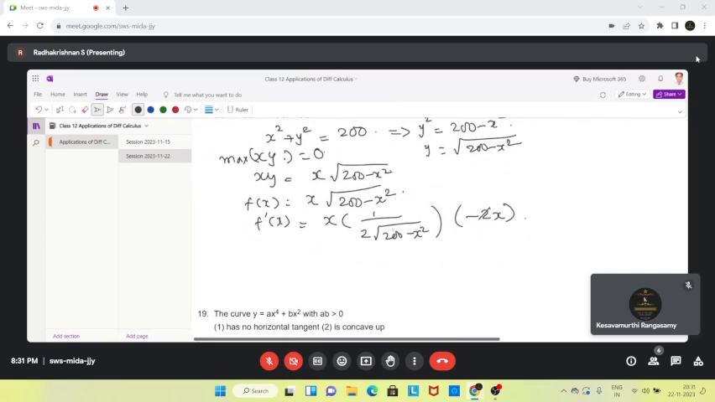You can cancel out this 2. So what you get is minus x square by square root of 200 minus x square. Okay, sorry, I missed it. u into dv we have put, plus v into du. So this is what is equal to 0.